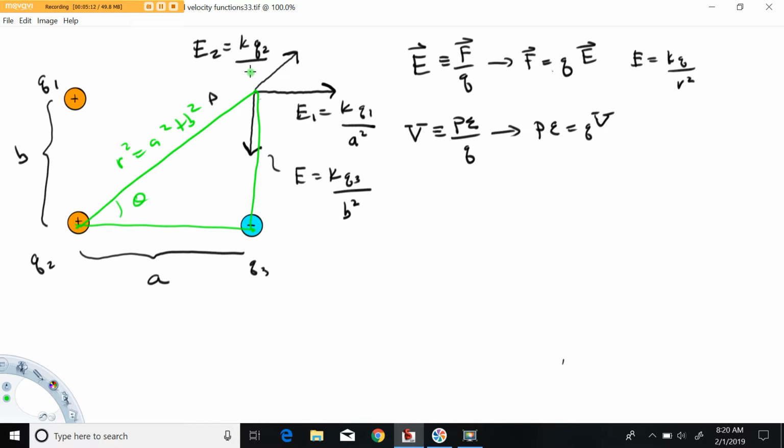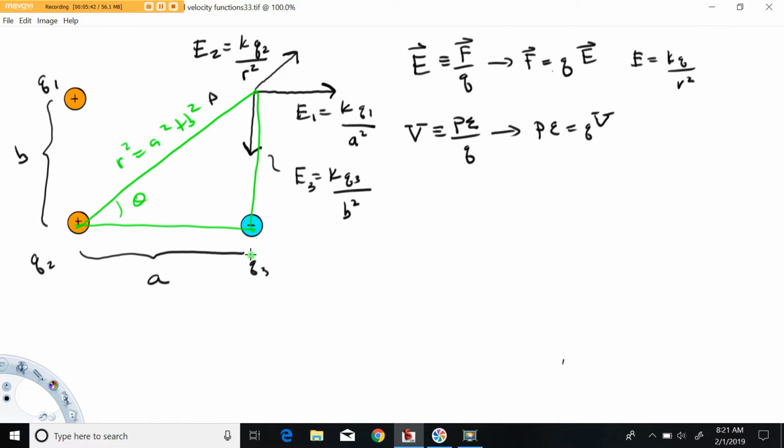For now, because I'm short on space here, I'm just going to put r squared in the bottom. But when I rewrite this later on, I'll put a squared plus b squared. Now, there's my electric field vectors, complete with magnitudes. You'll notice the electric field vectors point away from the positive charges and towards the negative charges. I forgot to label that one as E3, the field due to charge 3.